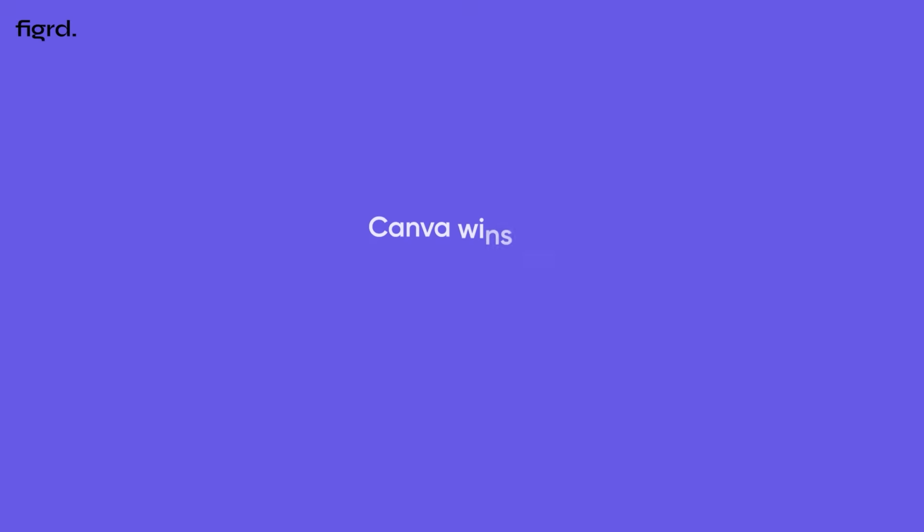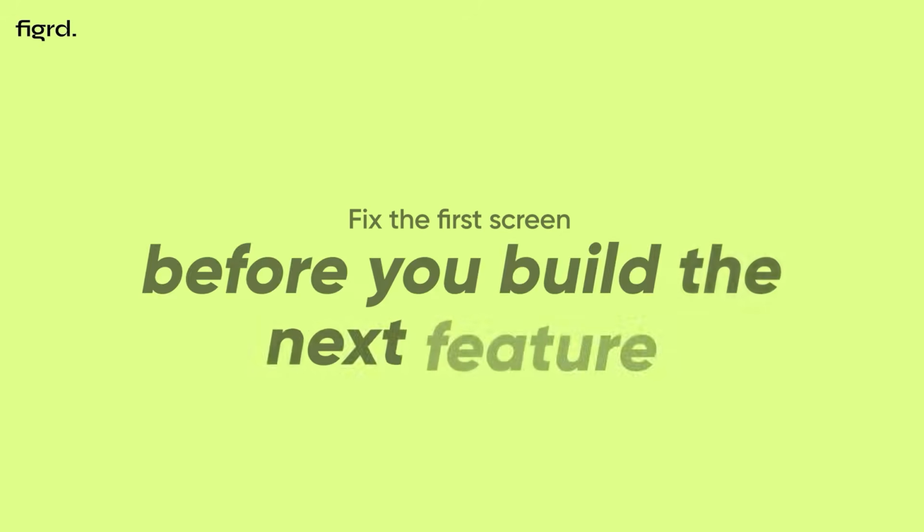1. Canva wins on time to first value because it's template first and it solves the sort of blank canvas problem. But if your product drops users onto an empty state, that's the same problem. Fix the first screen before you build the next feature.